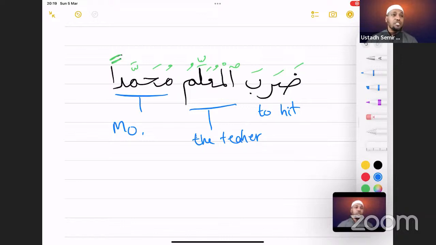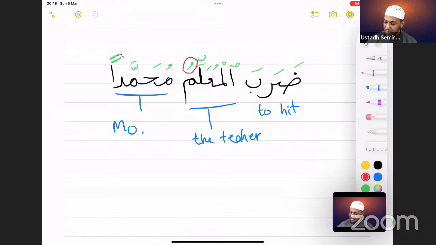Now, ضرب is a verb. Who is the doer of that verb? المعلم. How do we indicate this? Look, can you see this dhamma here? This dhamma is indicating that the one that did the hitting was al-muallim, the teacher. And this fatha here indicates that the one being hit was Muhammad. Just like we say in English, the teacher hit Muhammad. If you want to swap things, if you want to say Muhammad is the one who hit the teacher, all you have to do is, without changing the order of things, you can keep it the way it is. ضرب, you say.